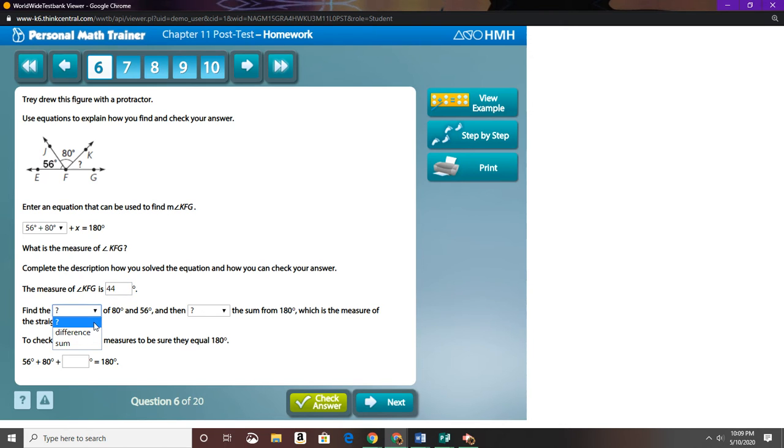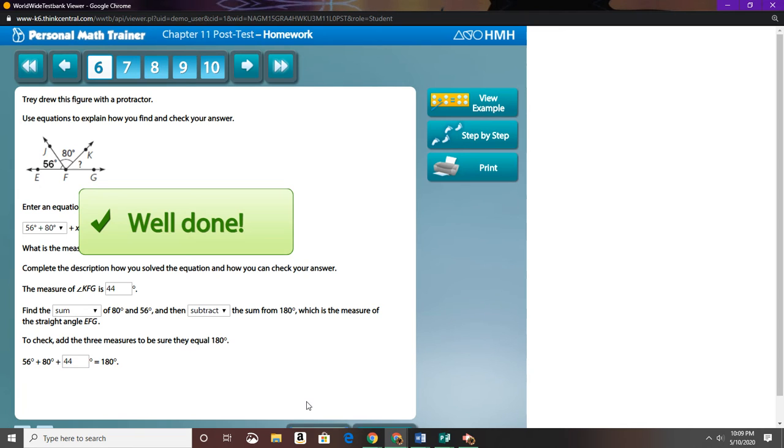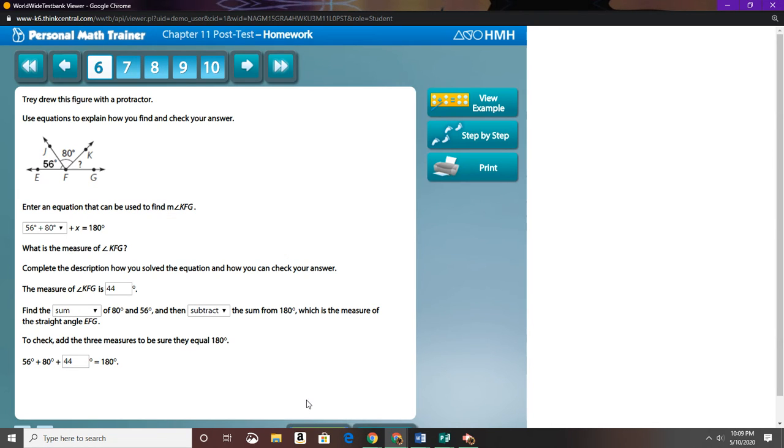First, I had to find the sum of 80 and 56. Then I had to subtract that sum from 180, which was the measure of the straight angle EFG. To check, add the three measures to make sure they equal 180. 56 plus 80 plus 44 is 180. Okay, so that's the idea for number 6.